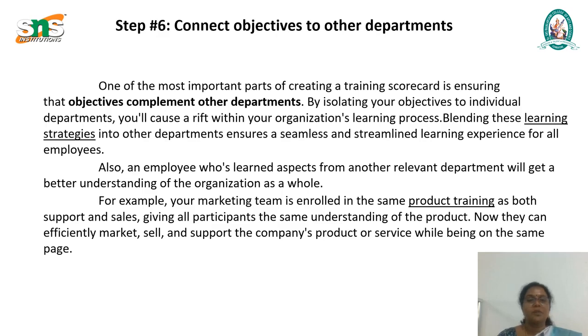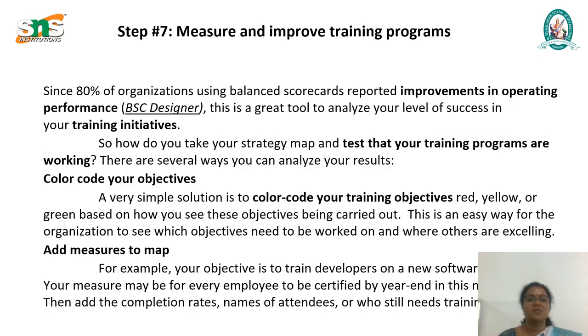One of the most important parts of creating a training scorecard is ensuring the objectives complement other departments. By isolating your objectives to individual departments, you will cause a rift within your organization. For example, your marketing team is enrolled in the same product training as both support and sales, giving all participants the same understanding of the product. Now they can efficiently market, sell, and support the company's product or service while being on the same page.